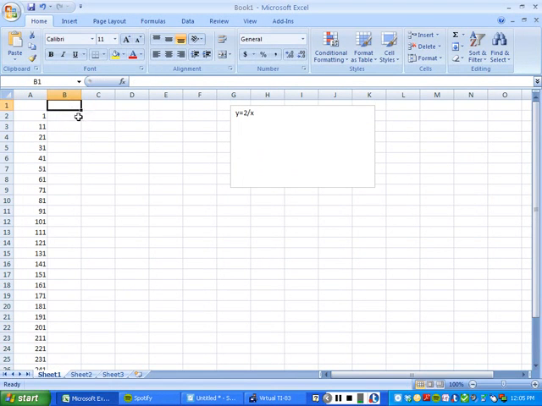And then we're going to do 2 divided by this number. So, 2 divided by 1 is 2. 2 divided by 11 is 0.18. 2 divided by 21. And so what we want to look at is what happens to this equation, 2 over x, as x gets really, really large. That's our question. Does everybody see the question?